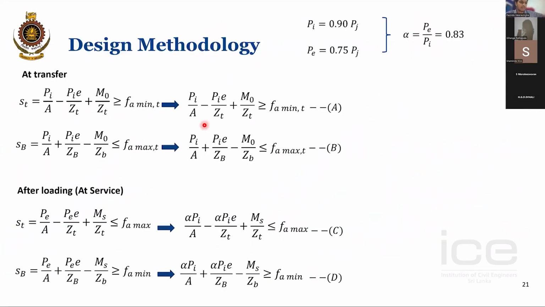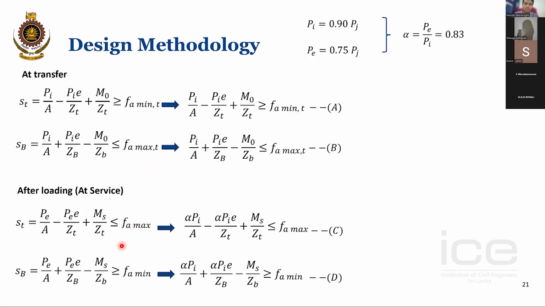Now I will take the same stress conditions, with a slight difference here. The only difference that I'm going to make is, instead of using the same FA min and FA max in all four equations, I will use FA min at transfer, FA max at transfer, the maximum stress of concrete at transfer, and the minimum stress of concrete at transfer. That is one modification that I have done.